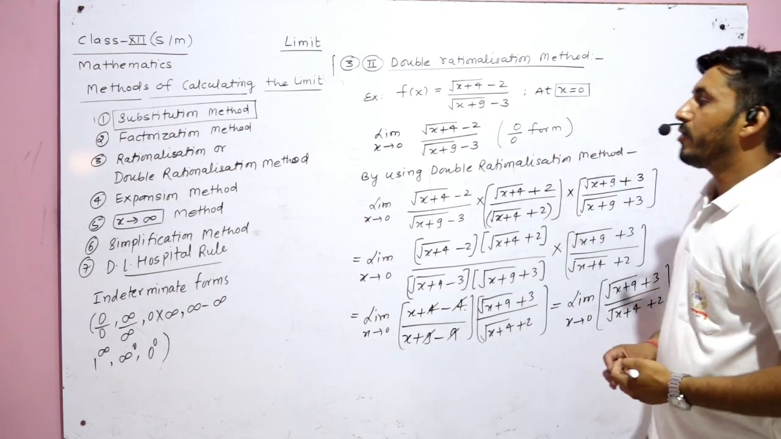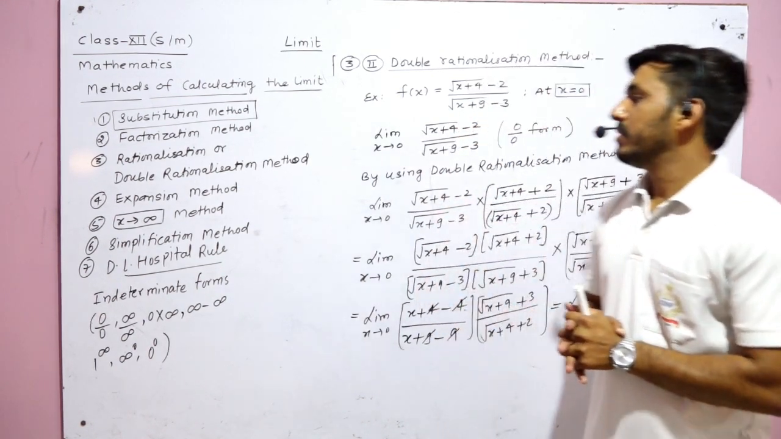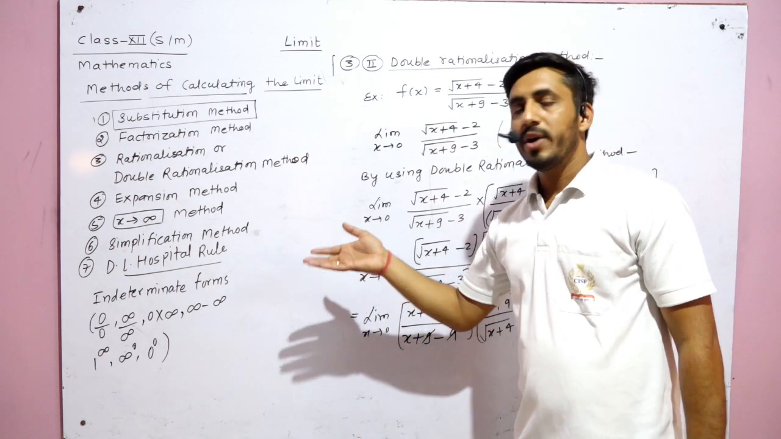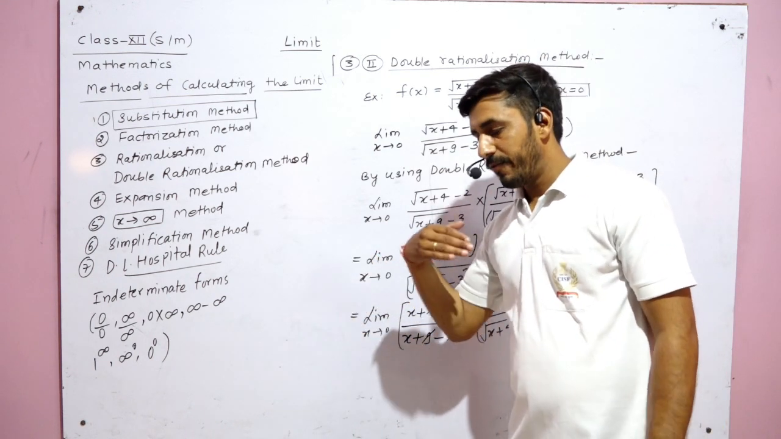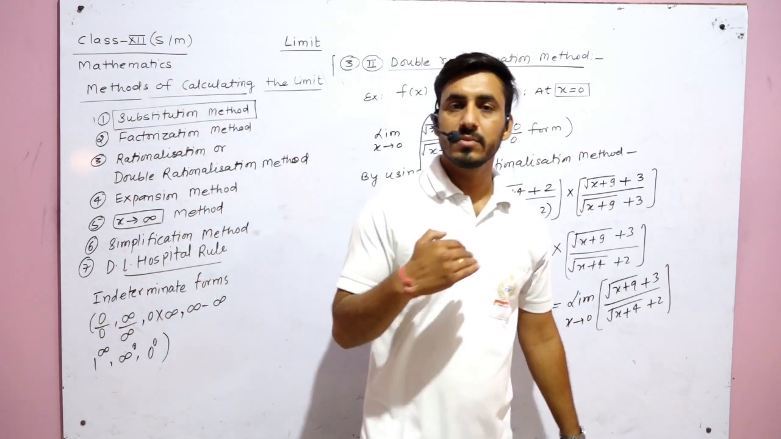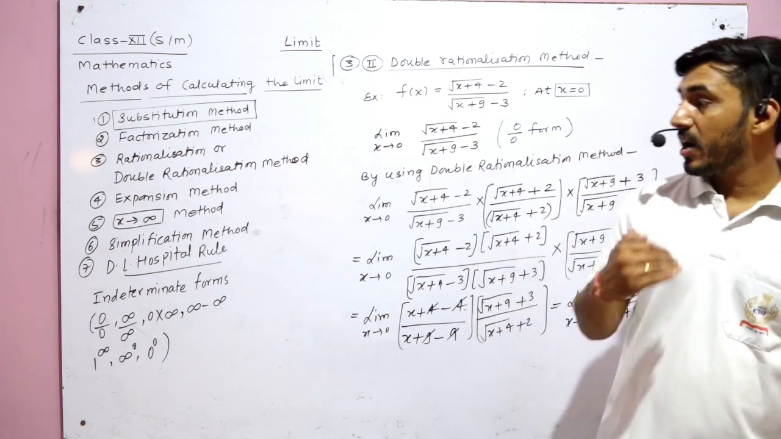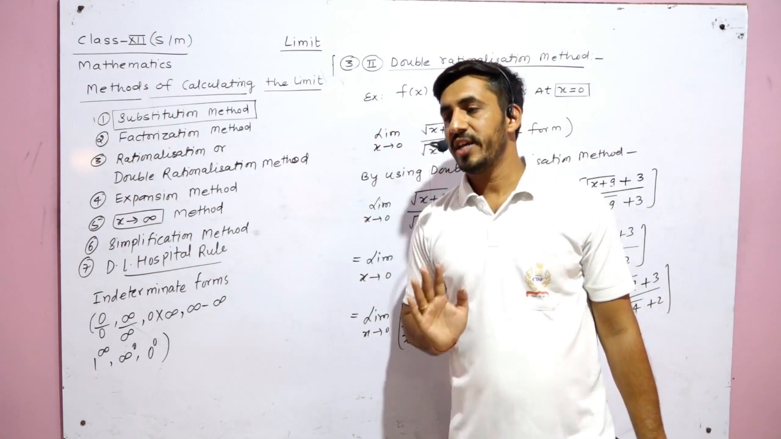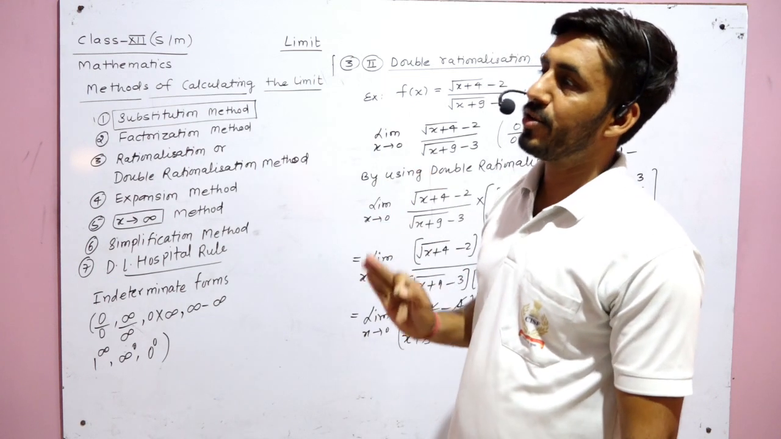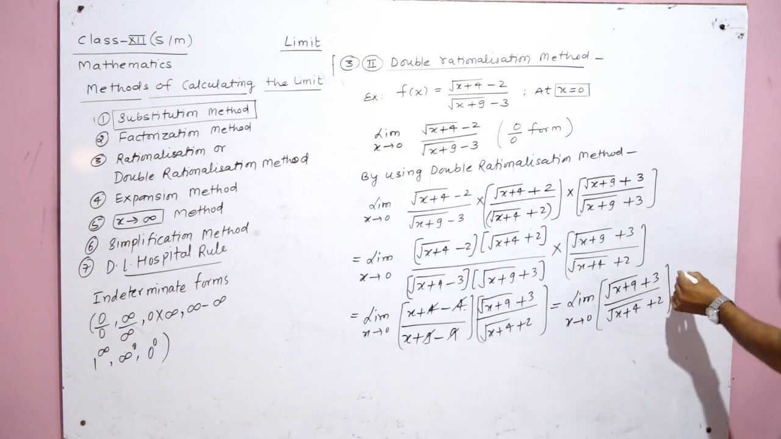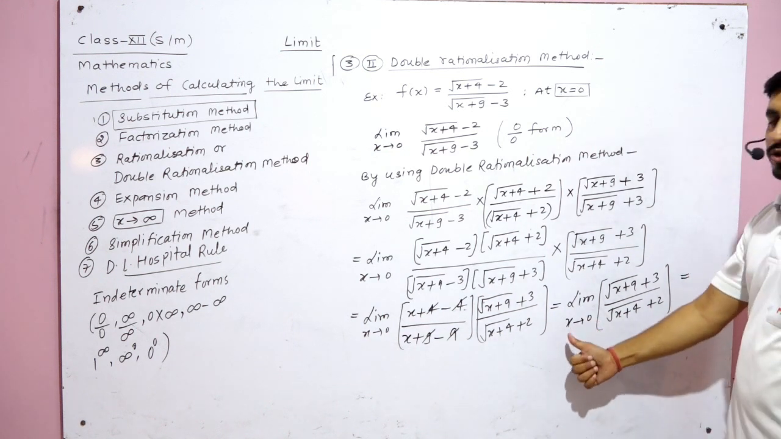As I have told you earlier, by using any other method, our target is to remove the indeterminate form, and if we remove any indeterminate form, again we have to use the substitution method. Or we can say finally the method used is the substitution method. In this we have to put 0 in the place of x.